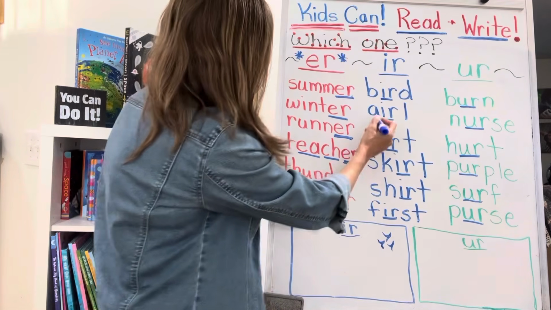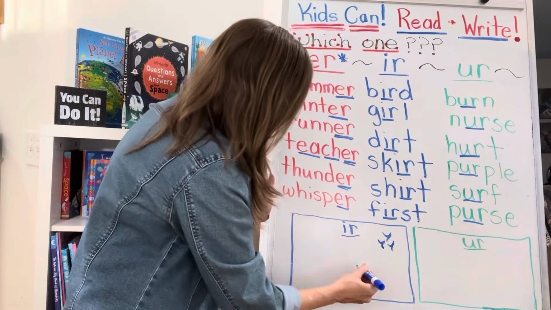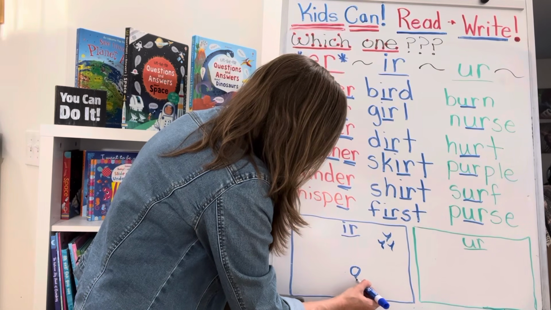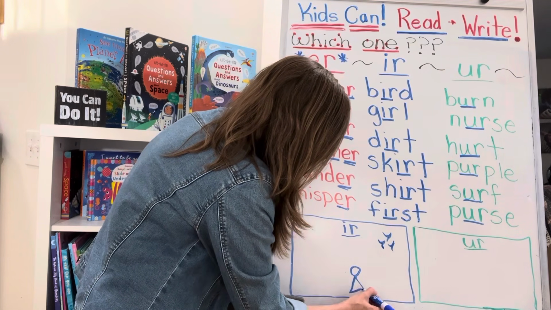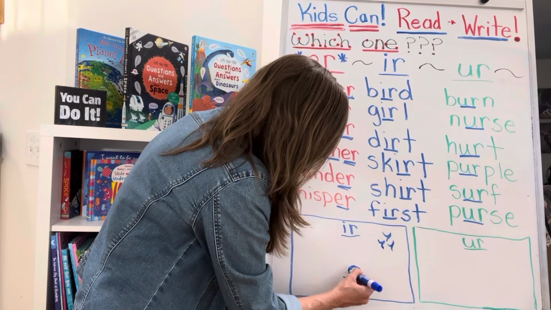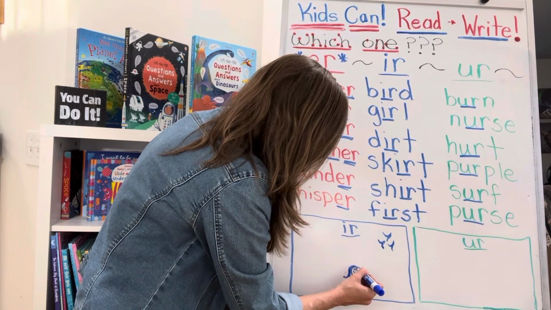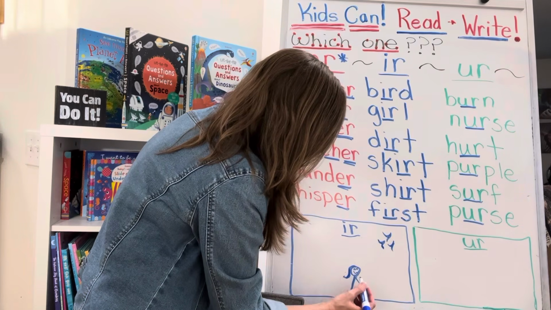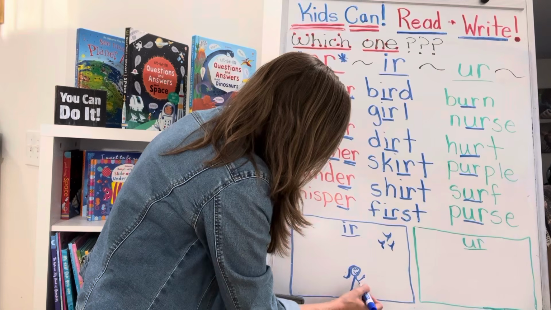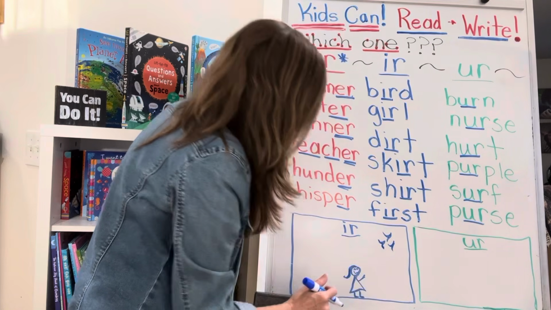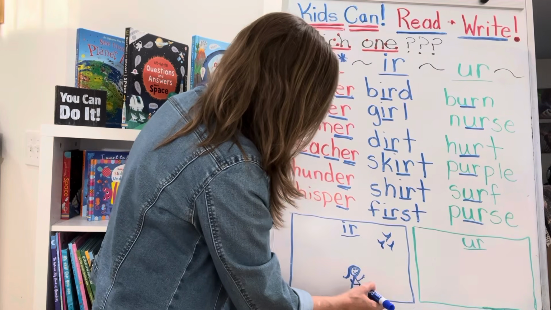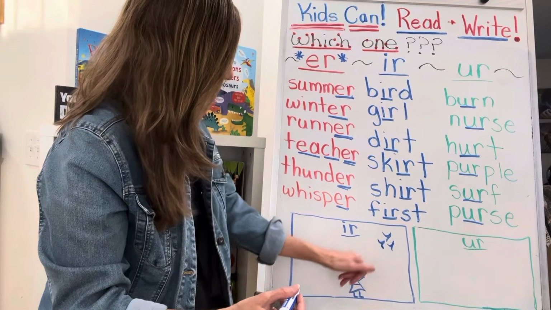And then my next word is girl. So I'm going to draw a girl watching. It's hard to draw sideways, so forgive me for my horrible drawing skills. I'm just going to do the best I can. The girl pointing at the birds. So there she's pointing at the birds. All right, so girl and bird.